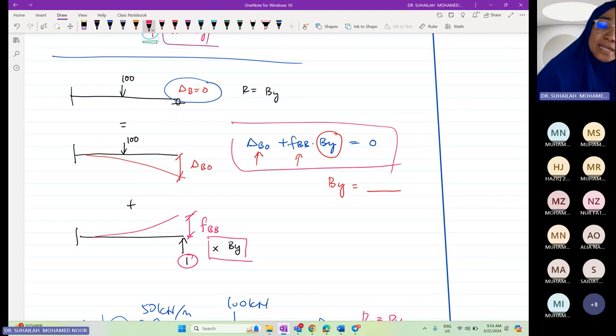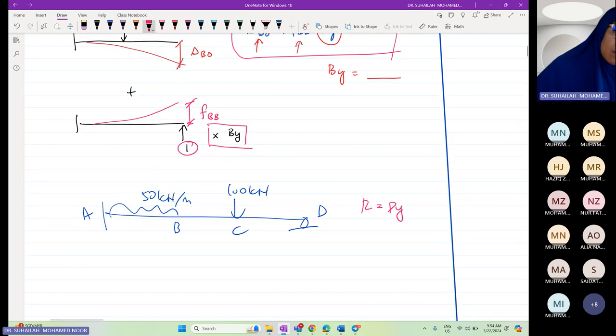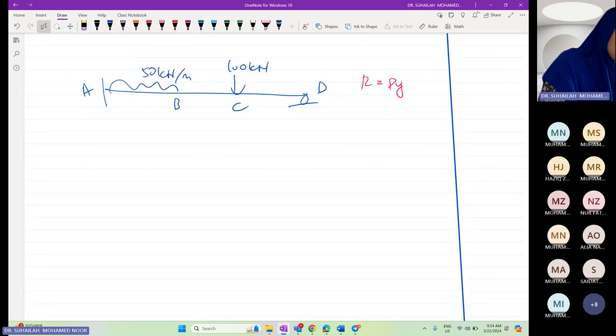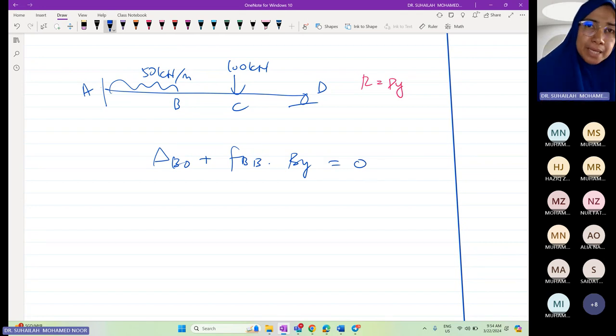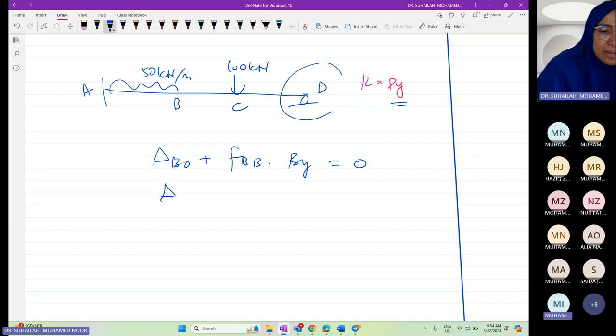So, bila redundant kita DY, yang ni macam automatic berubah ikut redundant. Tadi BY, dia jadi B naught, FBB kali BY. Now DY dia akan jadi apa? Kalau now redundant dia jadi apa? Jadi delta D. Kat sini, D naught plus FDD times DY is equal to zero.